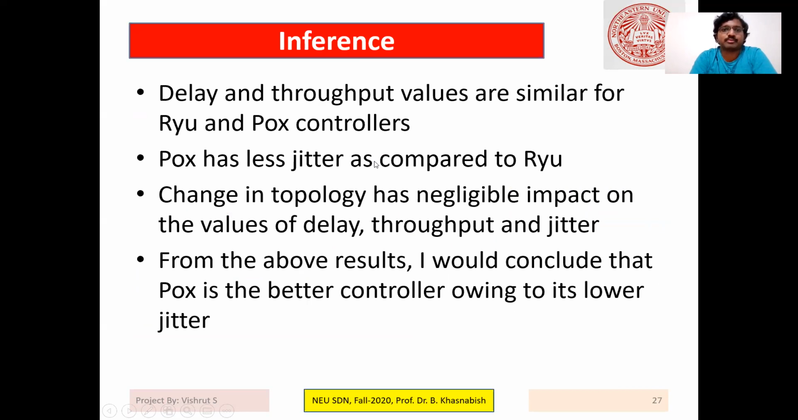So based on the graphs that I got, I can infer that the delay and throughput values are kind of similar for the RIU and POX controllers. But one thing we can note is that POX has less jitter when compared to RIU. And the change in topology, that is between single and linear topologies, has a negligible impact on the values of the delay, throughput, and jitter. And from the above results, based on POX's lower jitter when compared to RIU, I would say that POX is a better controller than RIU.